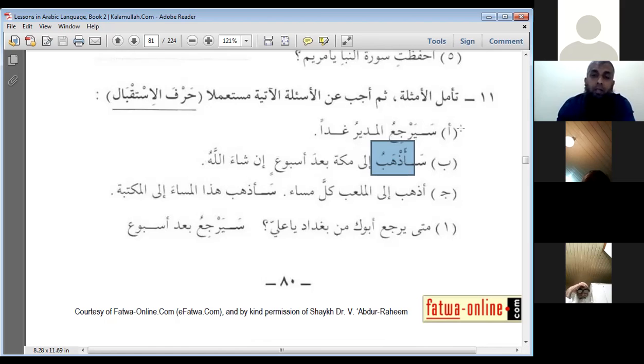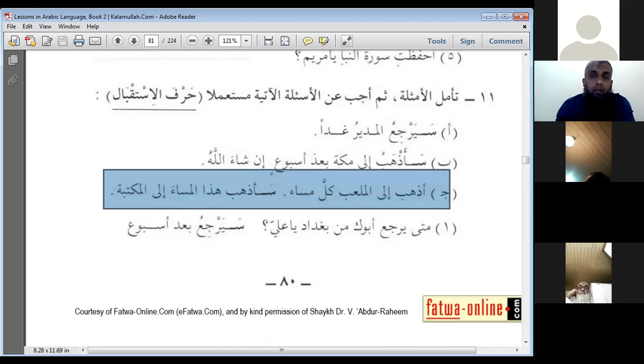The next example we have here. Adhabu ila al-mal'abi kulla masa'in. Adhabu, I go. So this is used to describe a habit. So I normally go every day or every evening, right? So we say Adhabu ila al-mal'abi. I go to the playground. Kulla masa'in. Every evening. So this describes a habit, or a regular practice. Adhabu ila al-mal'abi kulla masa'in. I go to the playground every evening.